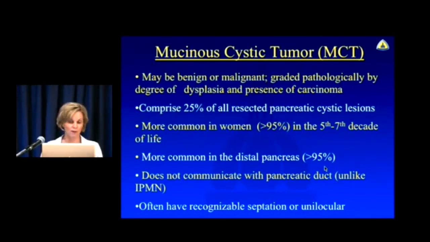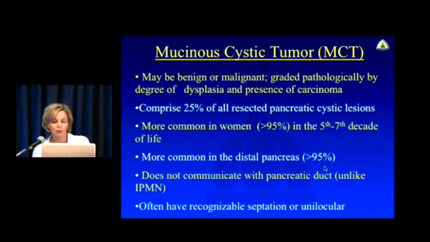They represent 25% of all resected pancreatic cystic neoplasms, again more common in women, much more common in women, and more commonly in elderly women in the 5th or 7th decade, and more common in the distal pancreas. So you can see 95% are going to be in the pancreatic tail, right? So if you have one in the head, it still could be a mucinous cystic tumor, but that would be uncommon, especially in a man.